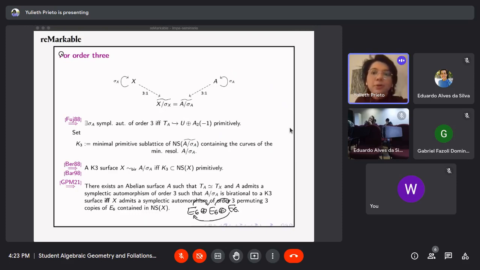So the other cases, I don't know, actually. There are some results on the existence of these symplectic automorphisms for the tori, and also results on the existence of these symplectic automorphisms for the K3 surfaces, but how to relate both in these kinds of diagrams is something that is not known for other orders. So it's something that is known for involutions and now for order 3.